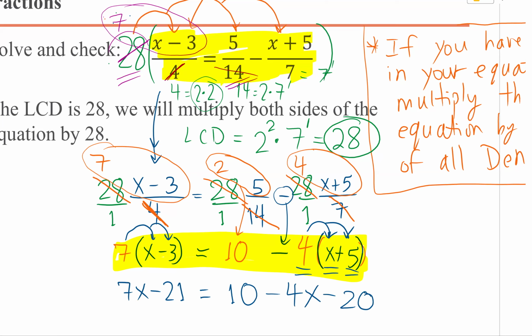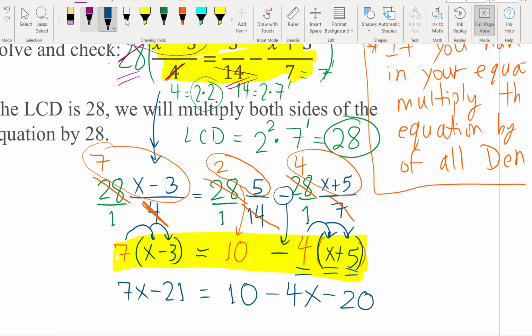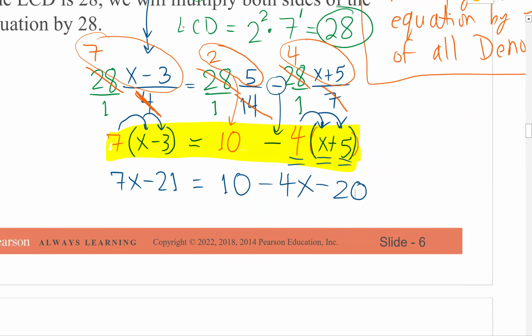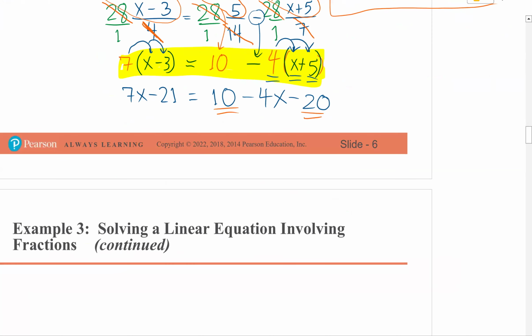There we go. Okay. Now I can combine like terms. What do we got here? Really, before I move anything to one side or the other, I'm going to combine the 10 and the 20. I hope you don't mind.